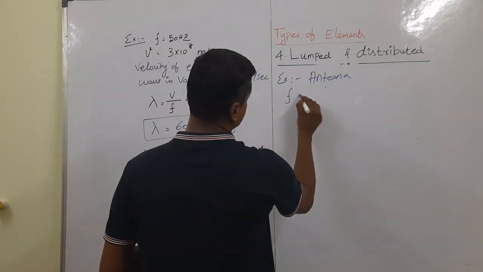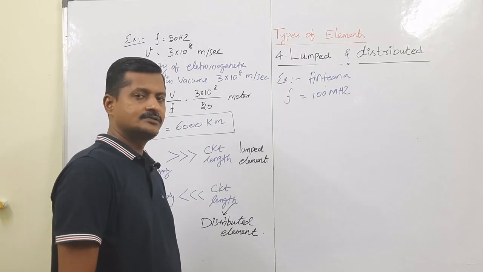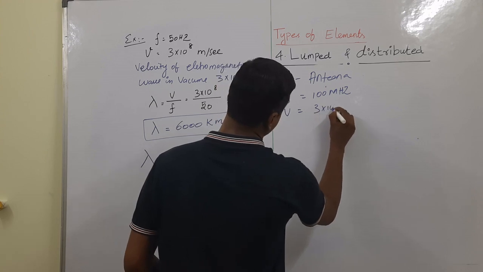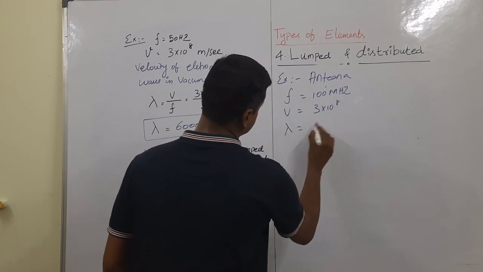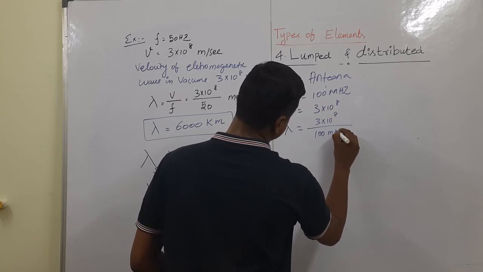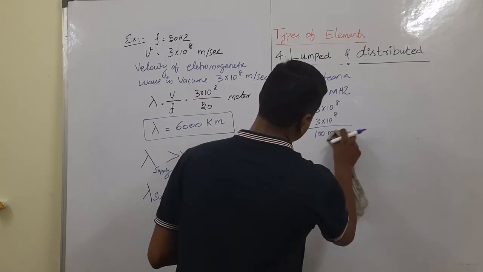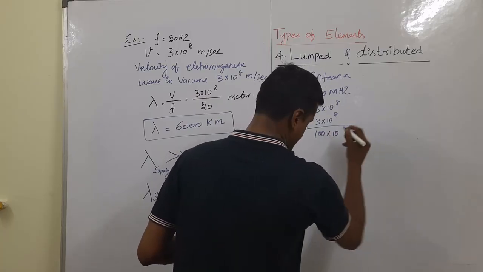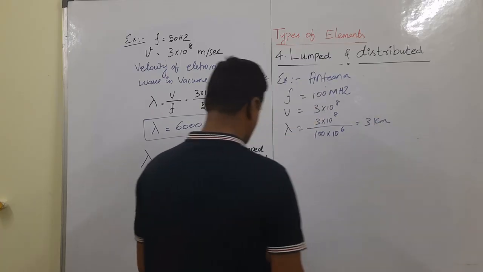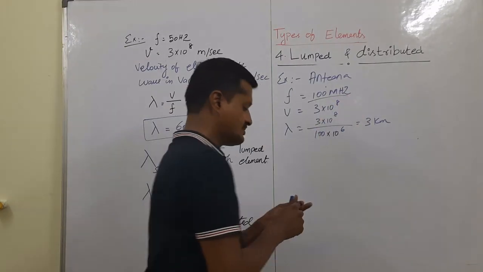I am taking a frequency equal to 100 megahertz. The velocity is the same, 3 into 10⁸. So lambda equals 3 into 10 power 8 divided by 100 megahertz, that is 100 into 10 power 6, which comes to 3 kilometers. So, for example, taking an electronic antenna, the frequency is another 100 megahertz.